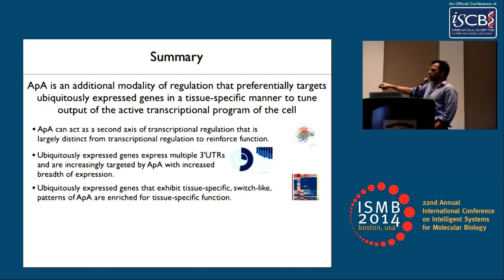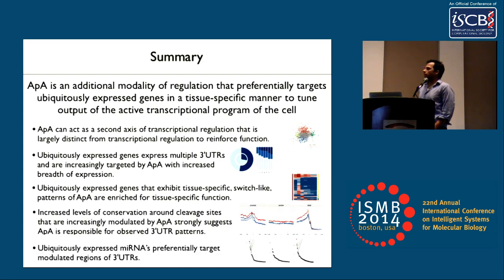These genes that are expressed ubiquitously in all 7 tissues that exhibit switch-like behavior are enriched for GO functionality that is specific to the tissue where the switch-like behavior is observed. And lastly, this conservation pattern suggests that the regulation of APA around these sites is increasingly important, from switch-like to regulated, non-regulated, and this preference for ubiquitous microRNAs to target variable regions of ubiquitously expressed 3' UTRs is the last point.